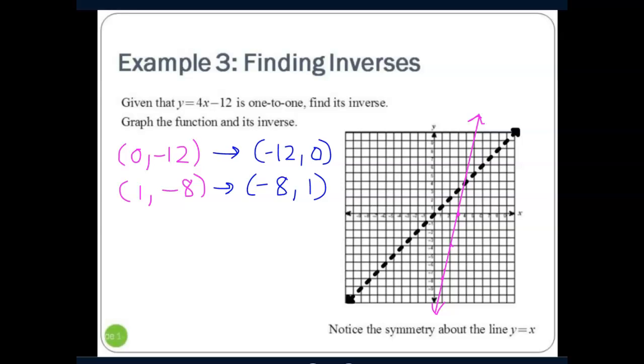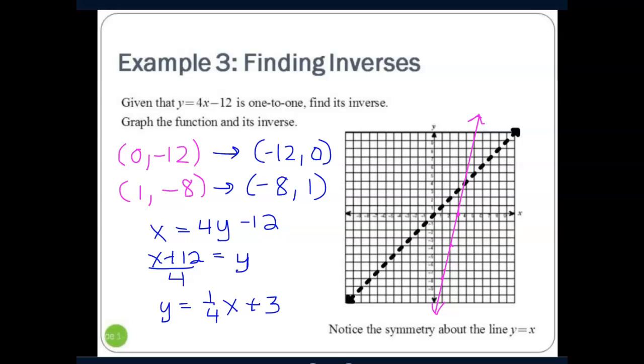We're going to solve for the inverse algebraically. So we're going to flip-flop x and y. So you have x equals 4y minus 12. And then you're going to solve for y. So you add 12, divide by 4. And we get y equals 1/4 x plus 3. And again, that y-intercept should make sense because over here, I have the point 3, 0. So on the inverse, I have the point 0, 3. And then I have the point negative 8, 1, negative 12, 0, etc.